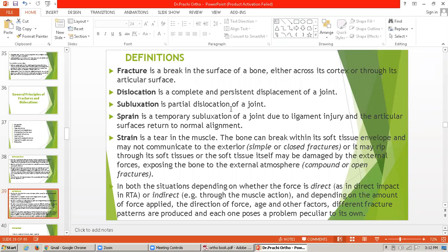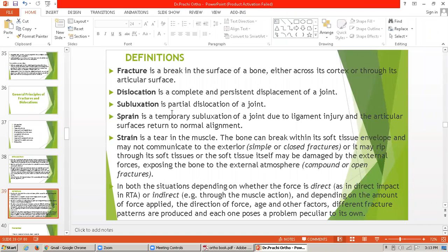It is very important from the clinical point of view to know what the strain, sprain, subluxation and dislocation are, and the difference between them and the fracture. It is commonly asked in the oral exam. So subluxation is a partial dislocation of a joint. It is partial. And when there is a complete and persistent displacement of a joint, then it is called a dislocation.